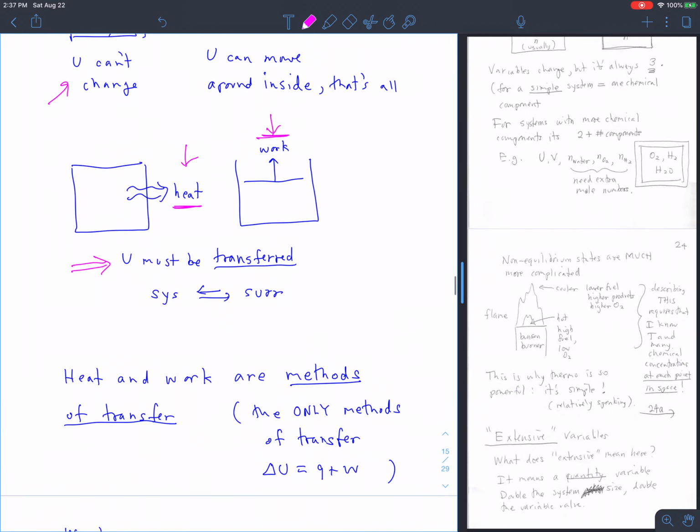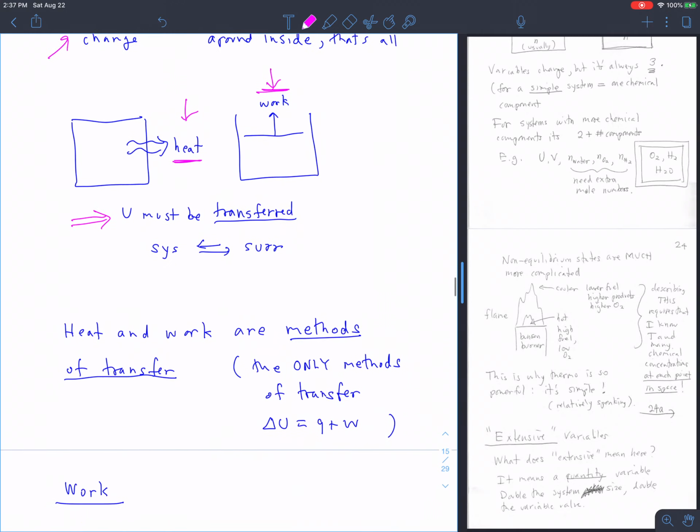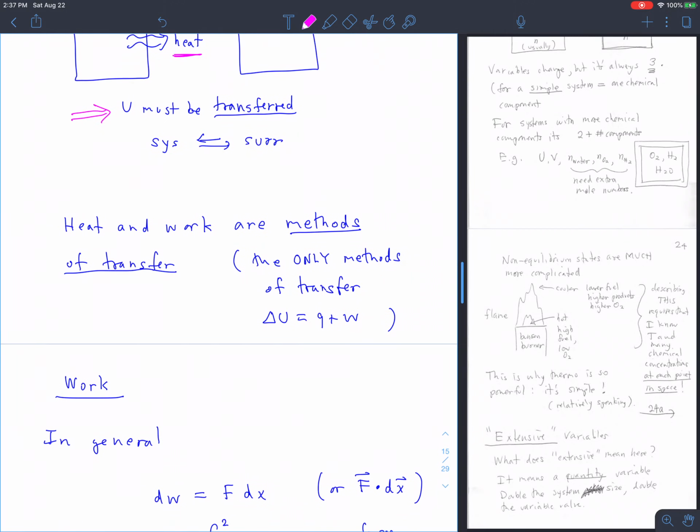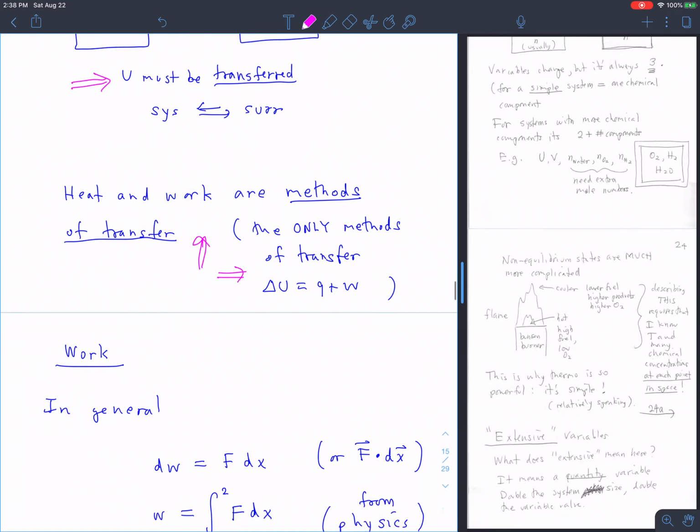What are they? Well, we're going to talk extensively about both of them, so let me leave that aside for the moment. And here's what I just said. Heat and work are methods of transfer, and they're the only methods of transfer. If energy changed, then you know that it has to be some combination of heat and work, either pure heat transfer or pure work transfer, or some combination of the two.